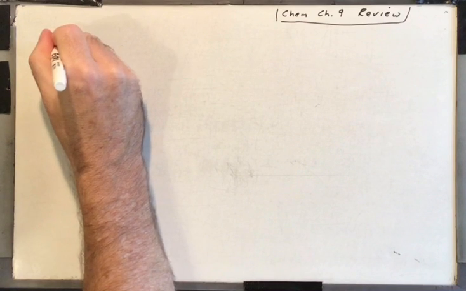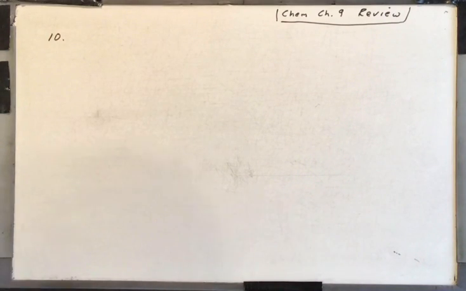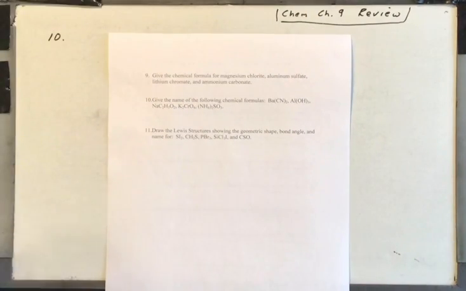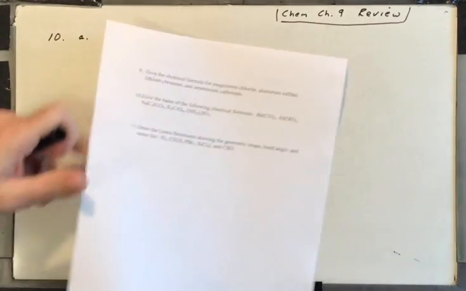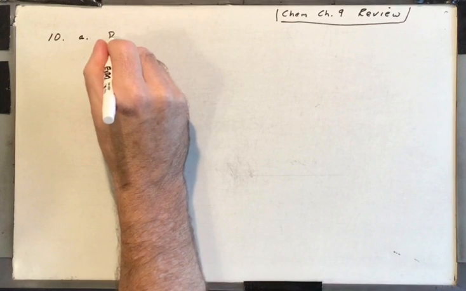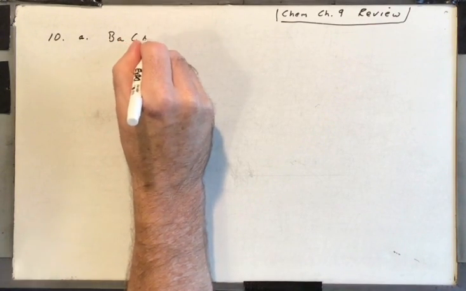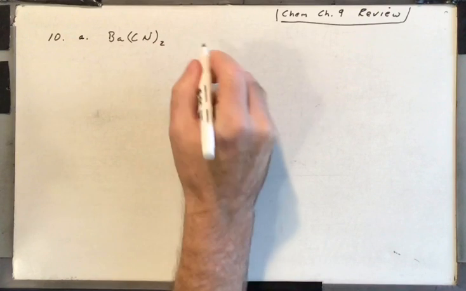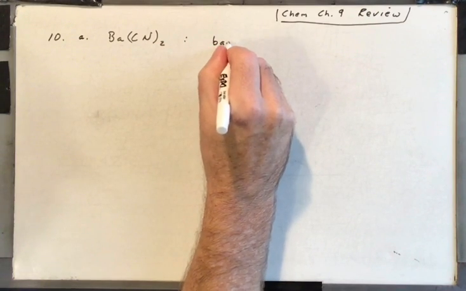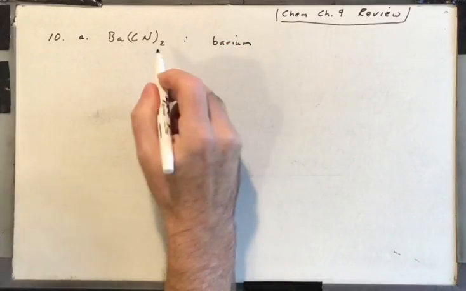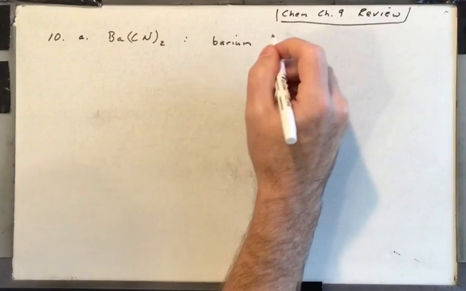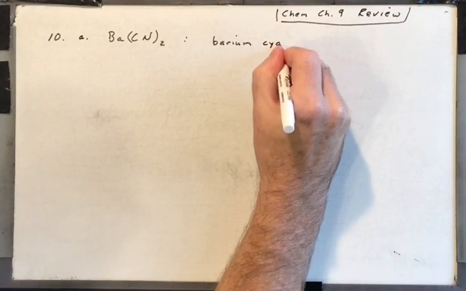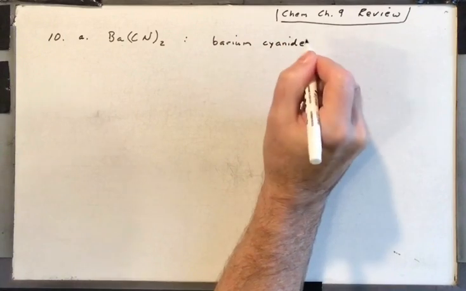Number 10. It says, give the name of the... Oh, well, here we go. Just what I was talking about is found in number 10. So we have BaCN2. Well, Ba is barium. If you look on page 1 of your notes in the chart, CN is cyanide. All right, so barium cyanide.